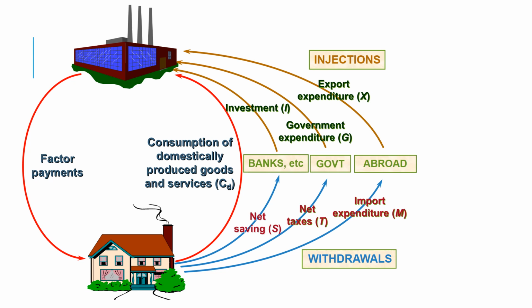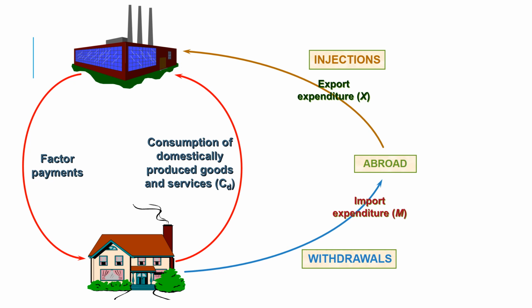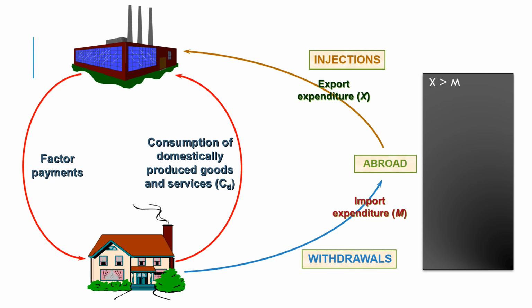Let's now look at the impact that the balance of trade would have on the circular flow of income. Exports are considered an injection into the circular flow, whereas imports are a withdrawal. So if exports are greater than imports, we would describe this as being a trade surplus, and this would be a net injection into the circular flow of income.